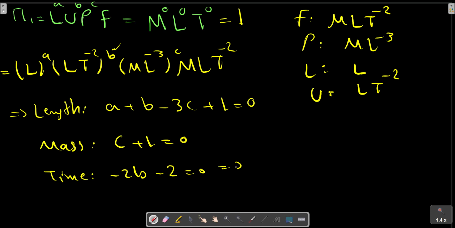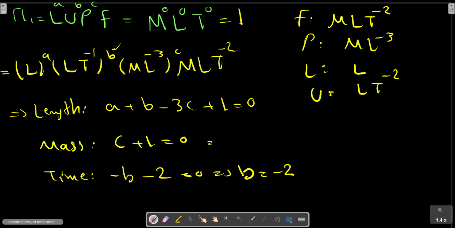This is minus 1. We have a correction here. Minus B minus 2 equals 0, so B equals minus 2, and A equals minus 2 again.